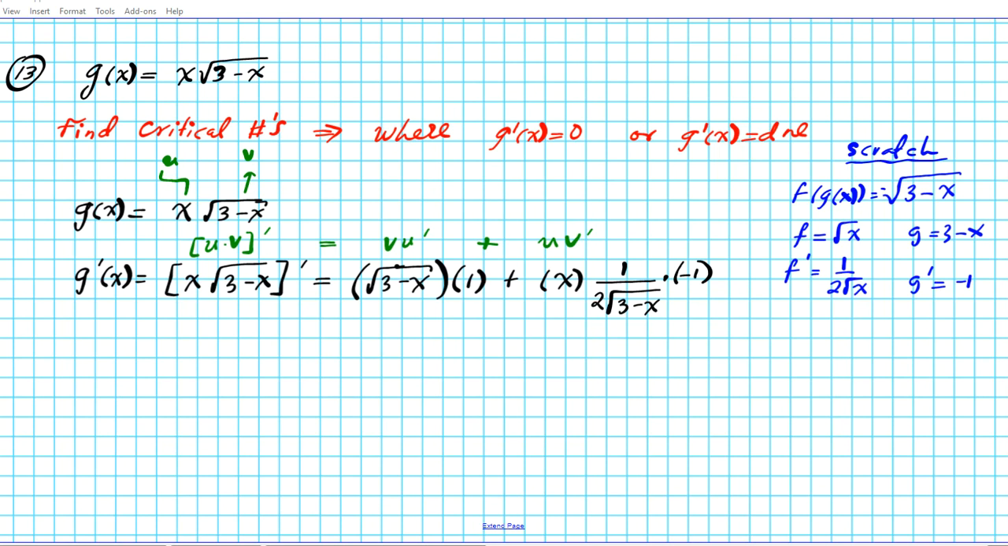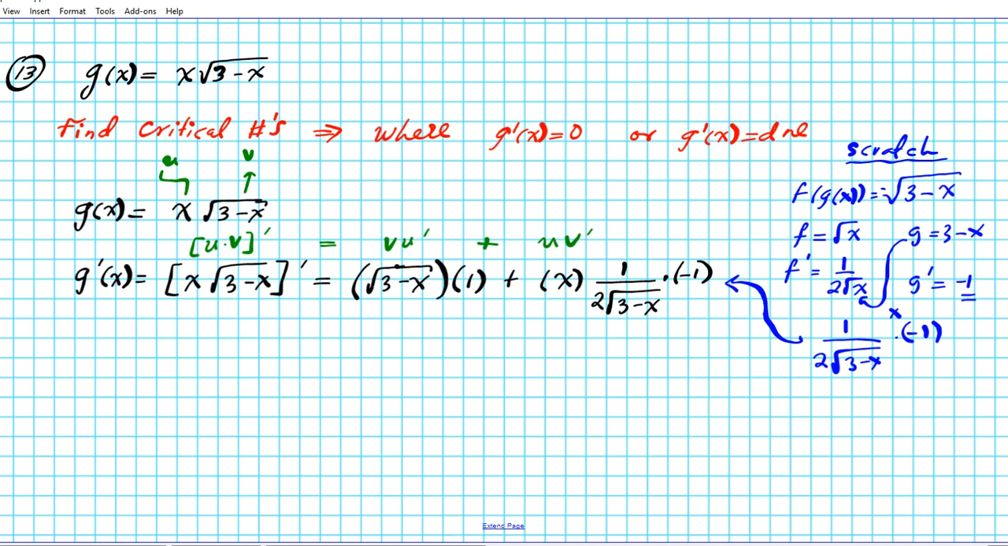So if we apply the chain rule of a composite function, it is basically f prime of g of x times g prime of x. So if we do that here, we're just going to simply plug g into f prime. That'll give us f prime of g of x, and multiply that by g prime of x, which is negative 1. Alright, so the derivative will be 1 over 2 root 3 minus x times the derivative of the inner, negative 1. So that's how we got this particular result right here.